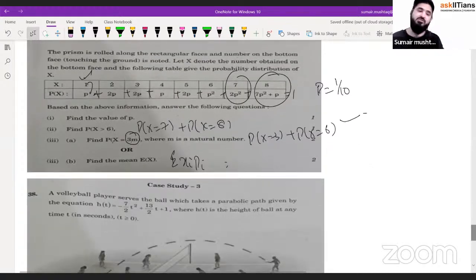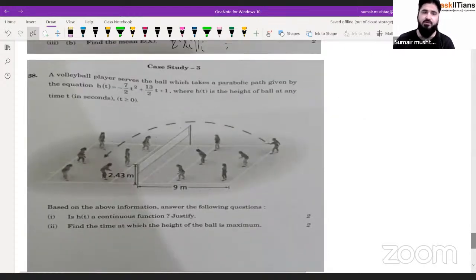Okay, see, I just told you in the beginning as well, this is a quick analysis of this paper. I'm not going to solve this fully. Okay, this is an easy thing. I'm giving you the way how to get it. Okay, now here you have one more question.